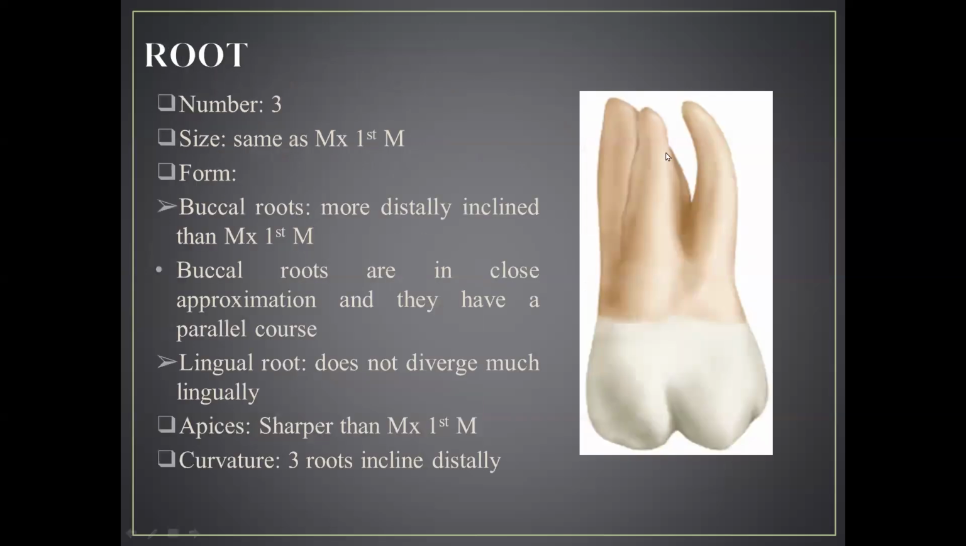Then the roots: 3 roots are present, same as that of your maxillary first molar, while your buccal roots are comparatively more inclined than those of your maxillary first molar, and they are in close approximation with each other. The lingual root does not have much divergence. And the apexes are comparatively sharper than the maxillary first molar, and the 3 roots have an inclination towards distally.